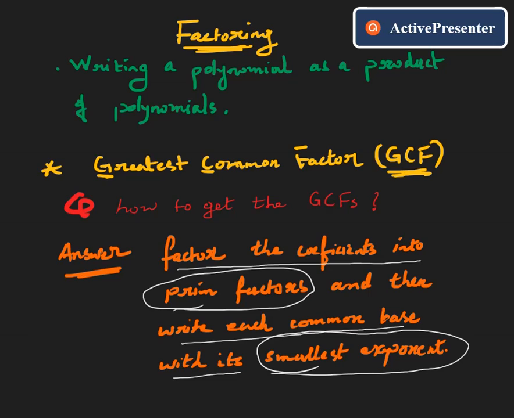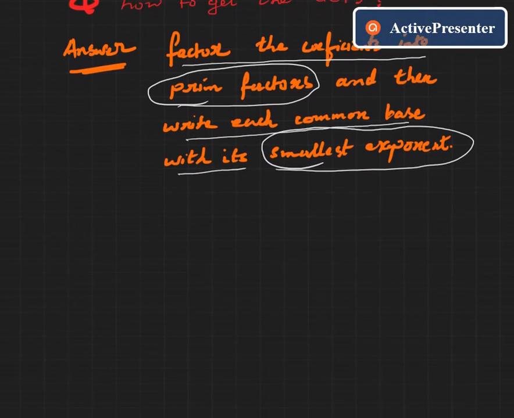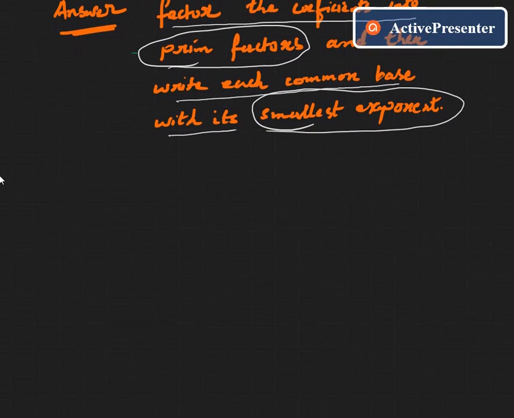Okay? What do we mean by prime factors? Prime factors can be a prime number base. This is the first one, or it can be just a variable. We will see together in the following examples.